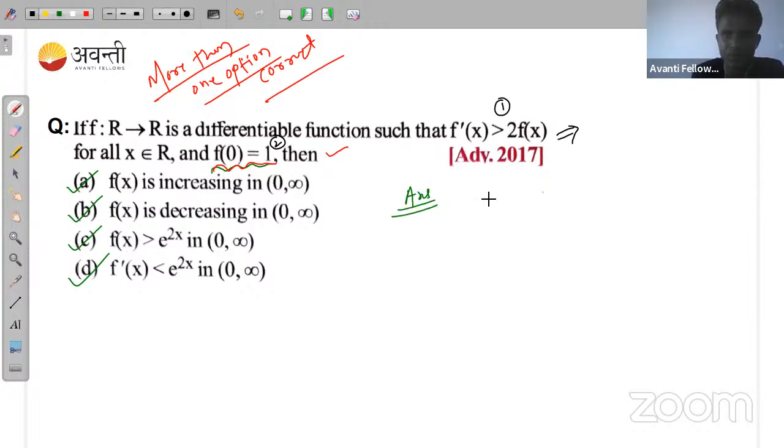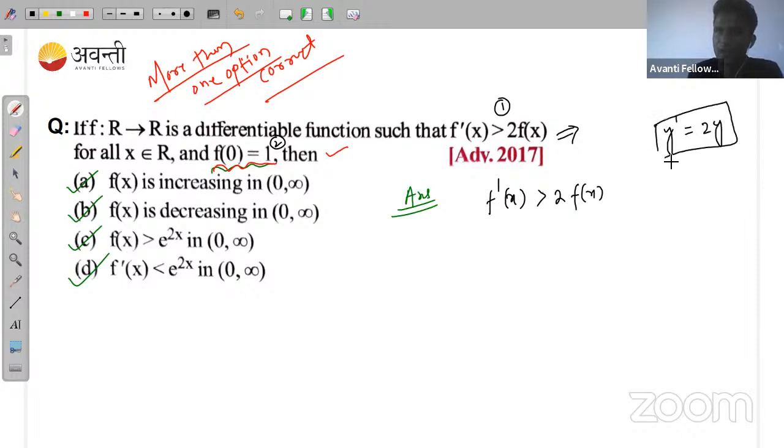You can see the question is f dash x greater than 2 f of x. Okay, you have faced a similar type of thing. If I write it as y dash equal to 2y, and I ask you to find y, how will you do it? You will write y dash minus 2y is equal to 0. It is a linear differential equation in y. Yes or no? And you have to find the integrating factor. Here p is minus 2, so the integrating factor will be e to the power integral of minus 2 dx, that is e to the power minus 2x. Yes or no? Similarly, we can do that.